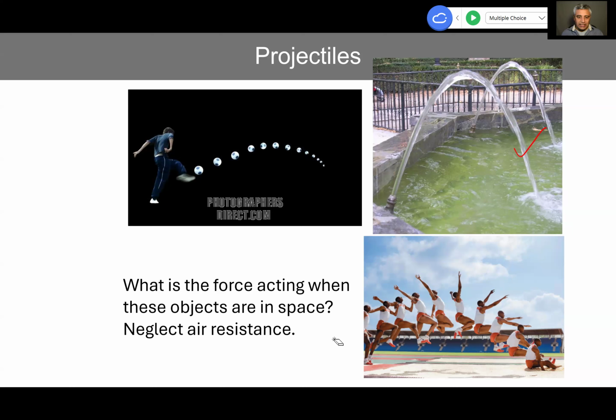So in this class, we are neglecting the air resistance unless it is stated otherwise. If it doesn't say anything about air resistance, that means air resistance is negligible, just like it is on the moon. Do you remember the video from last class where the feather and hammer were dropped?